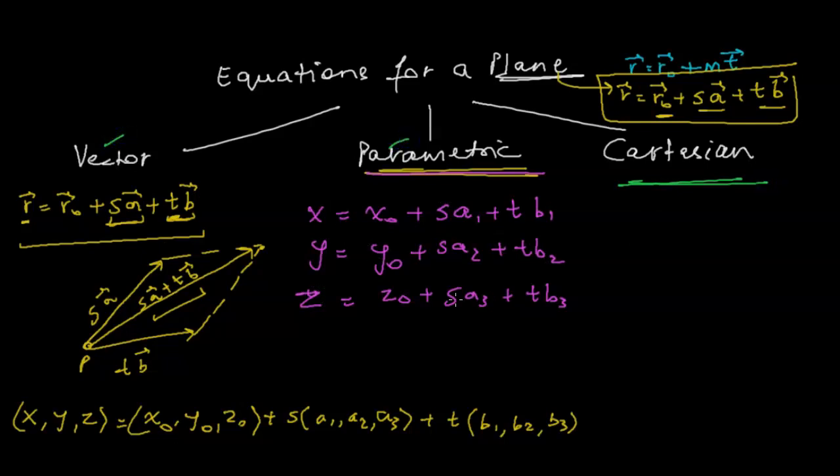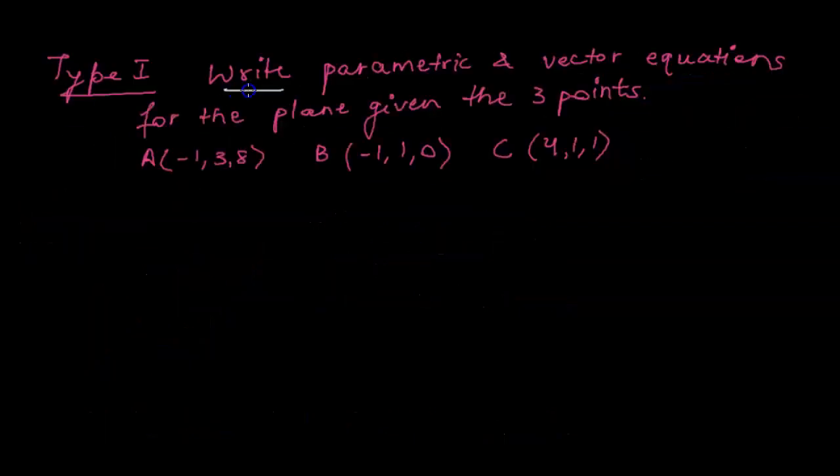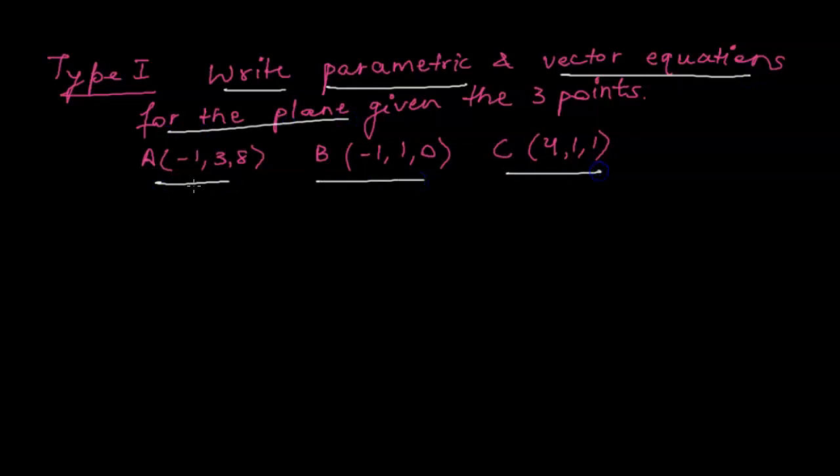Let's go over the different types of questions that can be asked related to vector and parametric equations, and how we write down these equations. The first type of question is to write the parametric and vector equations for the plane when we are given points A, B, and C, where point A is (-1, 3, 8), point B is (-1, 1, 0), and point C is (4, 1, 1).